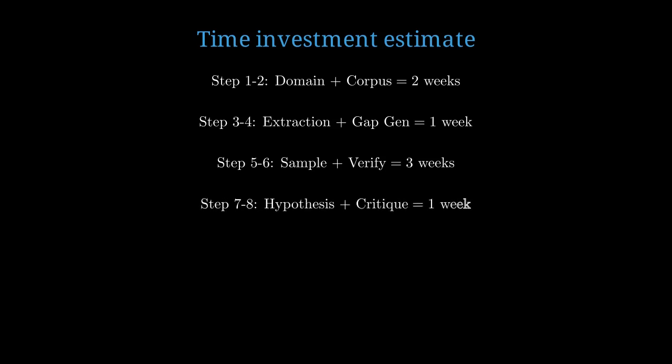Steps 7 and 8, hypothesis generation and expert critique, take 1 week. Total time is approximately 7 weeks for a rigorous validation pipeline. This is substantial but worth it. How do you measure success of this workflow?